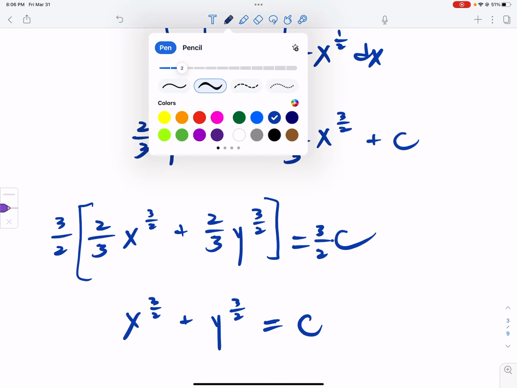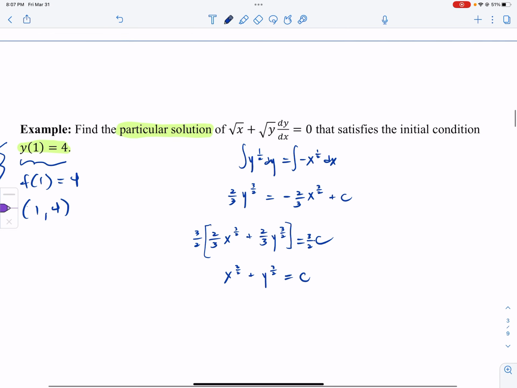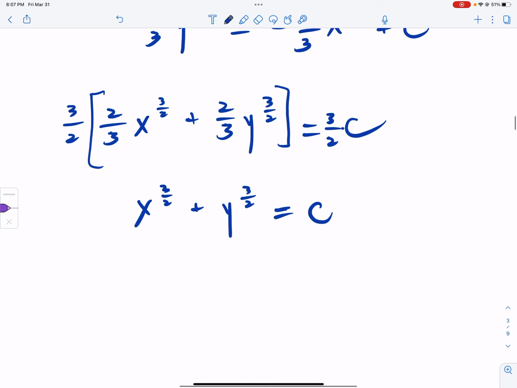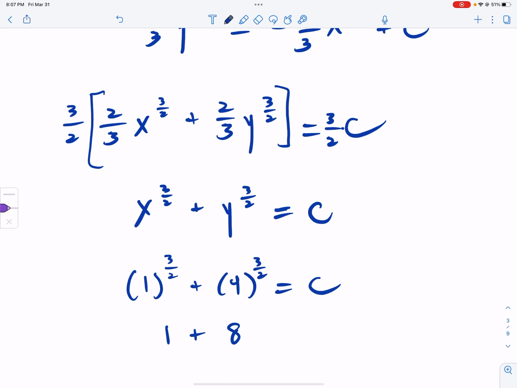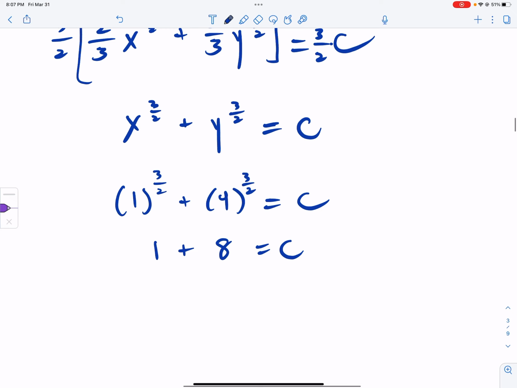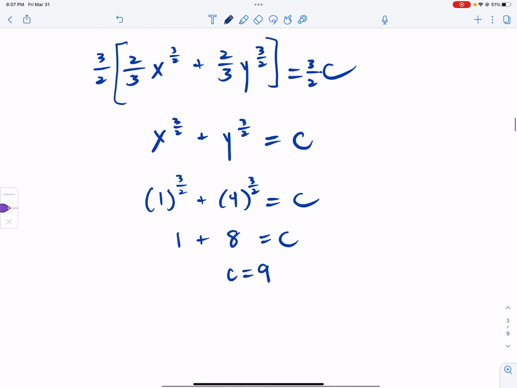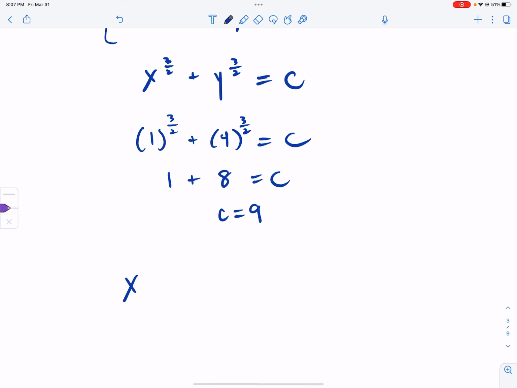Okay, but we're not done. This is just the general solution. And then now we want to find the particular solution for y of 1 equals 4. So we're plugging 1 into x and 4 into y. So that'll be 1 plus, you could think square root of 4 is 2, and then 2 cubed is 8. So c ends up being equal to 9. I'm going to flip this around. Okay, so then our particular solution will be x to the 3/2 plus y to the 3/2 equals 9.